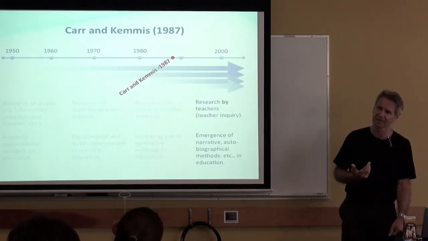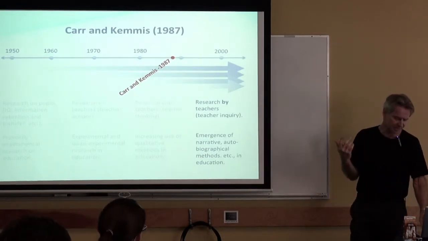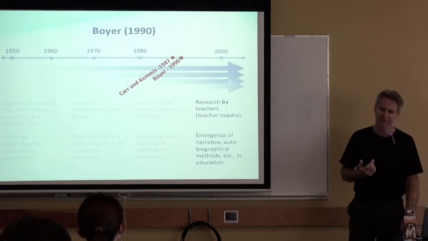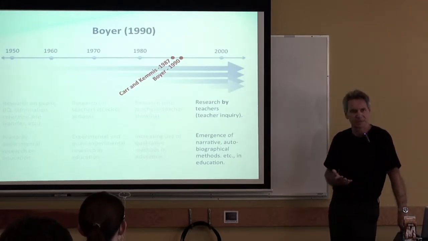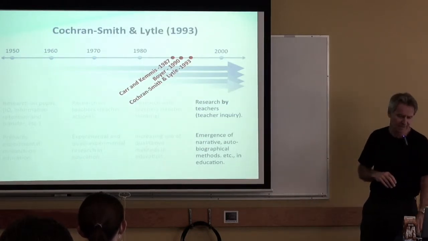To support some of that argument, that this is the recent time, there was a lovely book by Kemmis and Carr called Becoming Critical, which really talked about action research back then. This was a really interesting time period. Boyer did Scholarship Reconsidered, which was the first part of the scholarship of teaching and learning. It took a while to take off, but that's there.